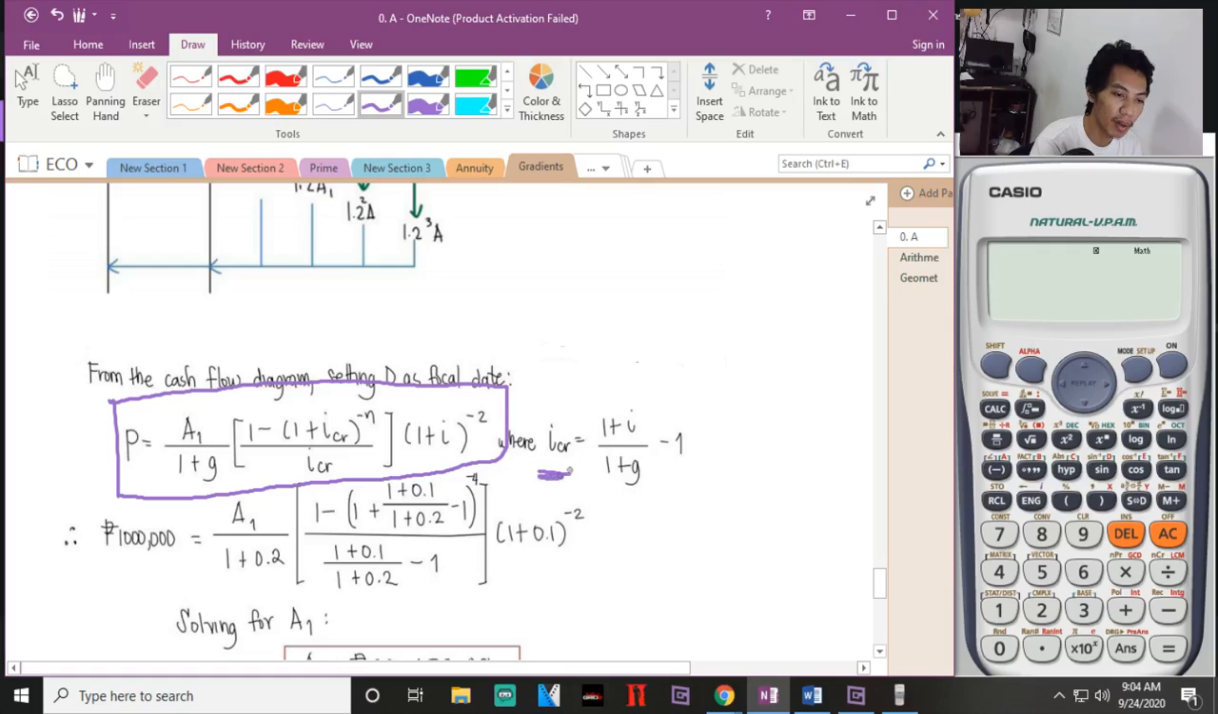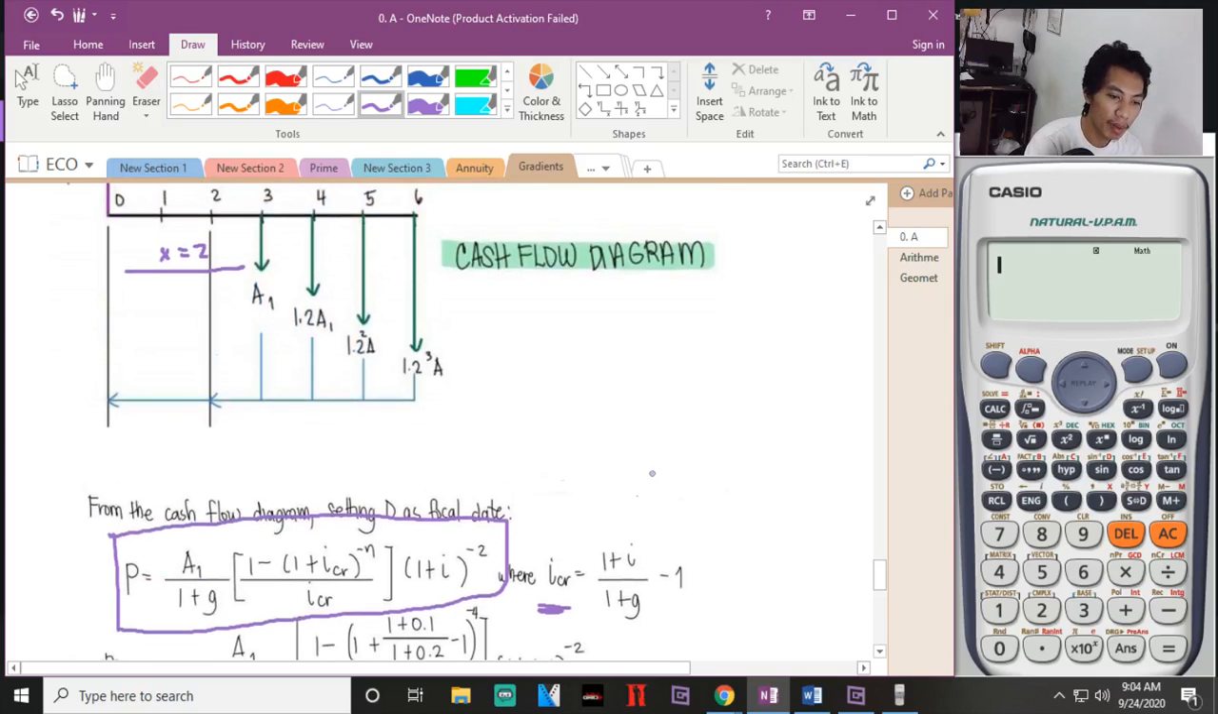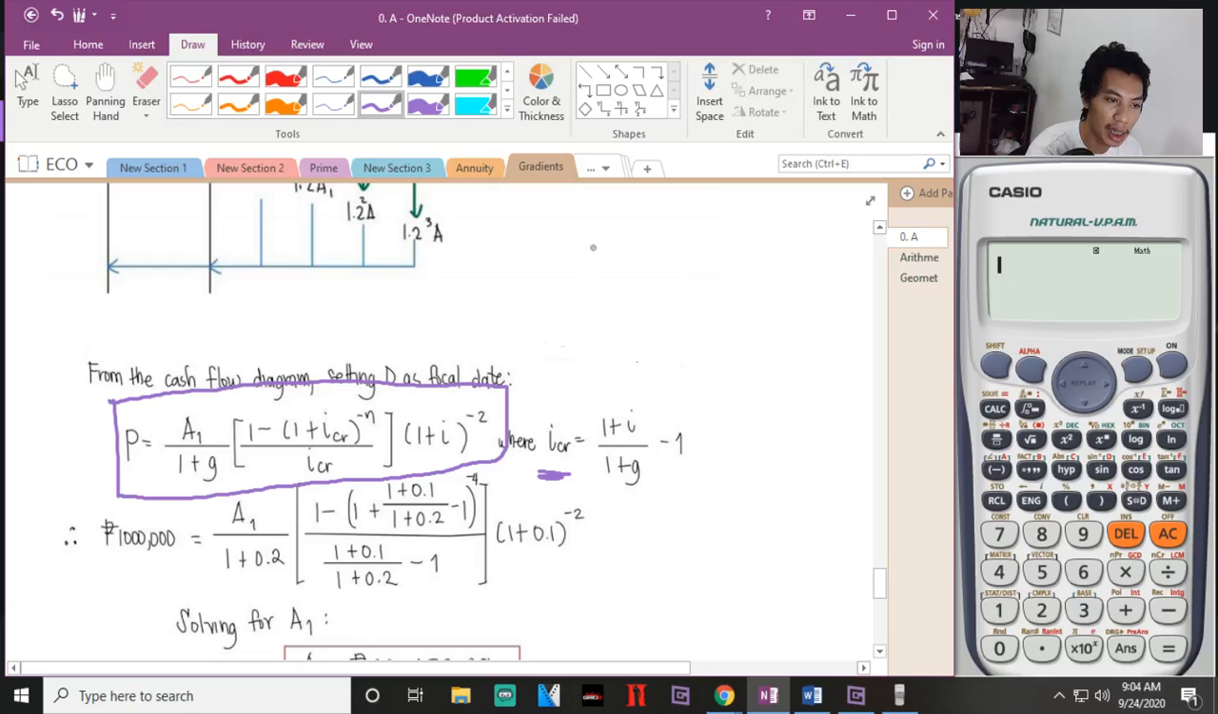CR. Ano ba yung CR? Interest for your common rate. Tandaan nyo, ICR. Pag wala ka na talaga ibang technique, 1 plus i.